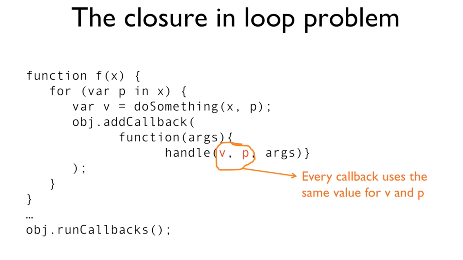In fact, the values they use for p and v are the last values from the last time through the loop, where it's pretty clearly the intent of somebody who programmed this that each of these callbacks was capturing the value of p and v for the particular iteration of the loop where they created the callback. So millions of bugs in JavaScript programs are created because of this problem. It's just really too easy to do.